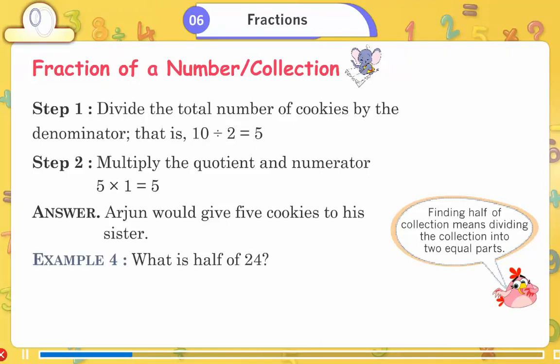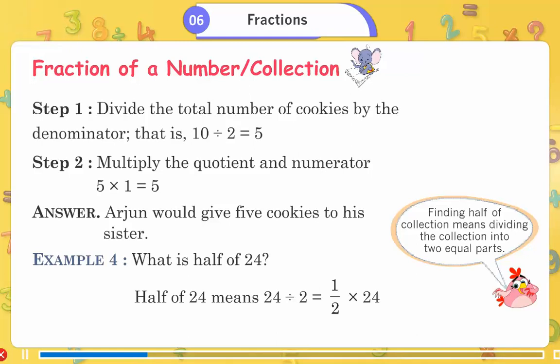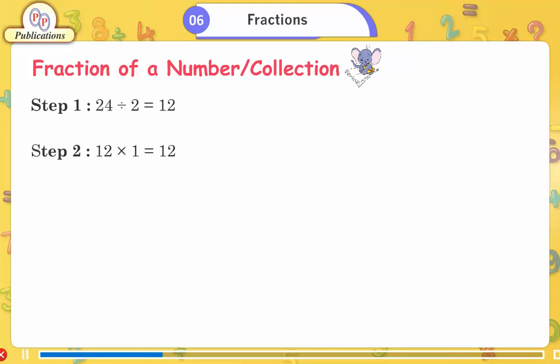Example 4. What is half of 24? Half of 24 means 24 divided by 2, which is equal to 1 upon 2 into 24. Step 1. 24 divided by 2 is equal to 12. Step 2. 12 into 1 is equal to 12. Answer. Half of 24 is 12.